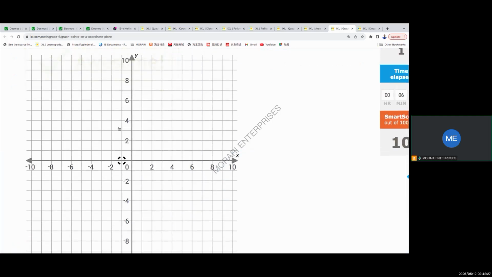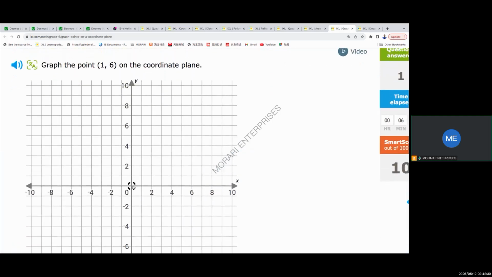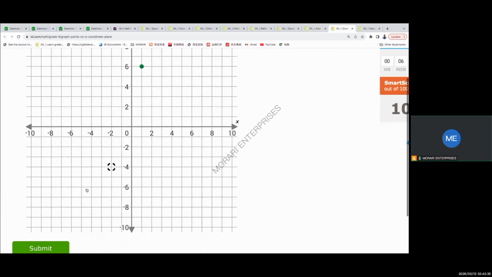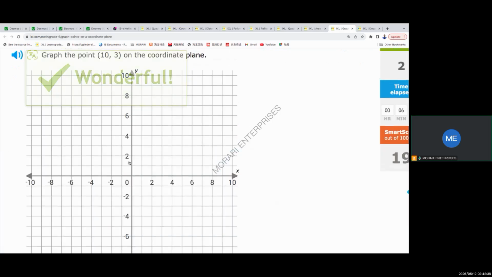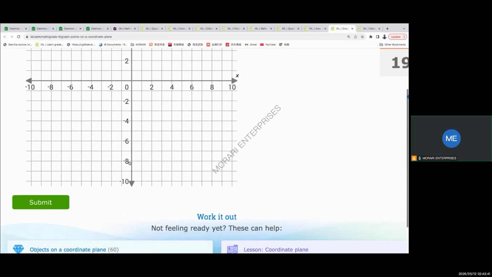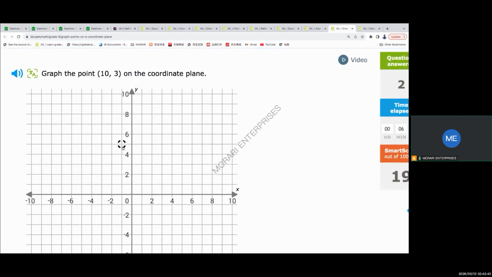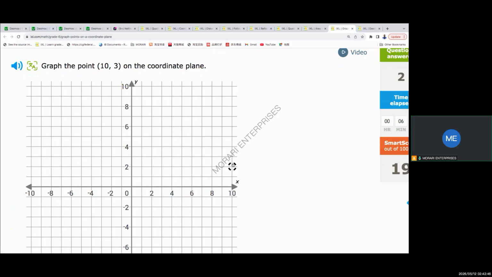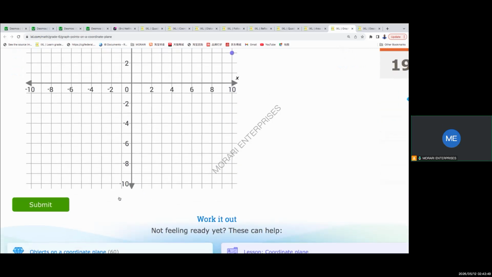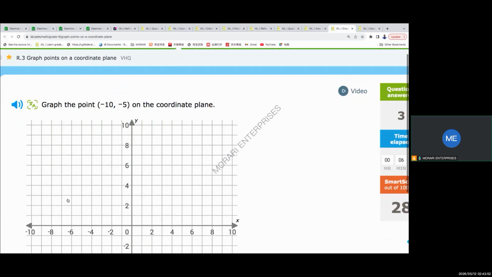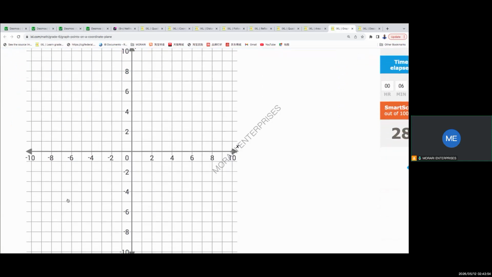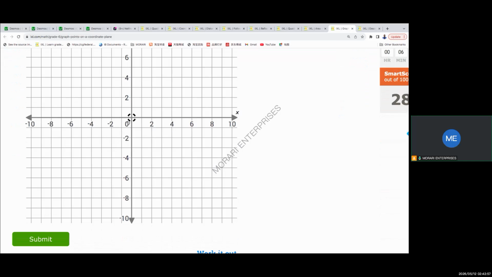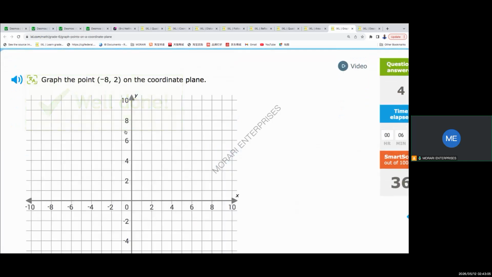Of course, it's correct. Next, 1, 6. So we go right 1 point, and we go up 6 points, and we locate a point there. And we can submit. It says correct. Wonderful. 10, 3. Ooh. 10 right and 3 up. There's a point. And submit, of course. Wonderful. Negative 10, negative 5. So what do we say? Negative 10 means 10 left. Negative 5 means 5 down. Right? And of course, it says well done.